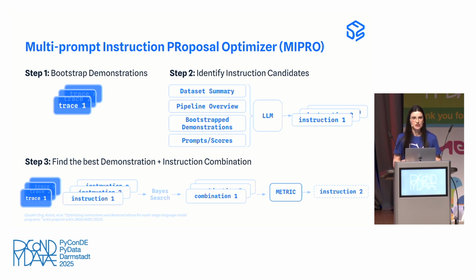Finally, the best combination of instructions and demonstrations is selected using a Bayesian optimization strategy. This is a powerful method because it allows us to explore a huge space of prompts and instructions and pick the combination that works best together.